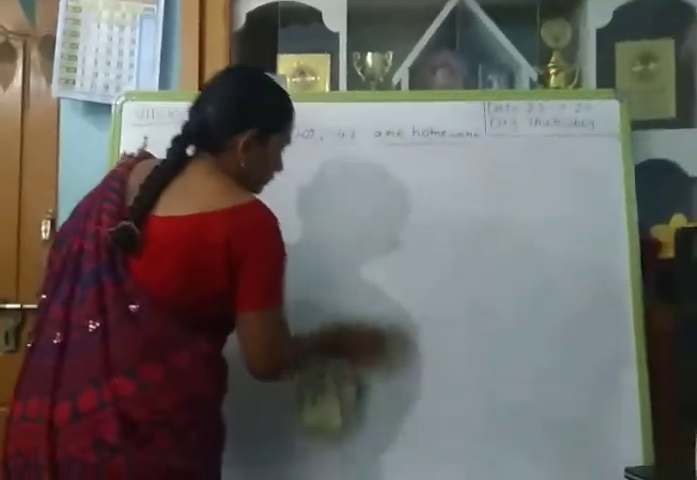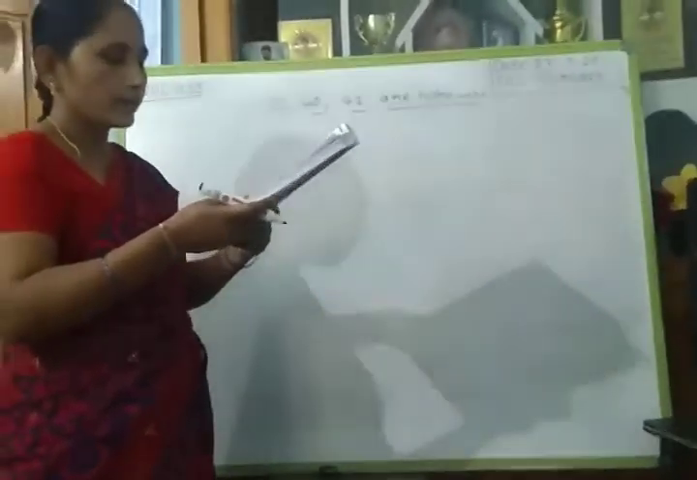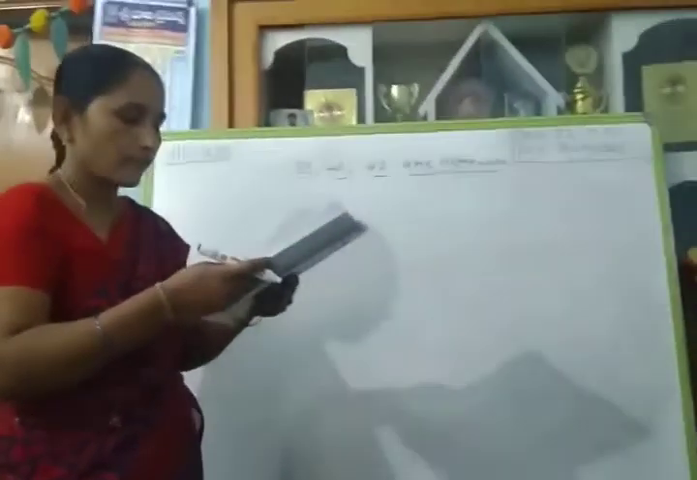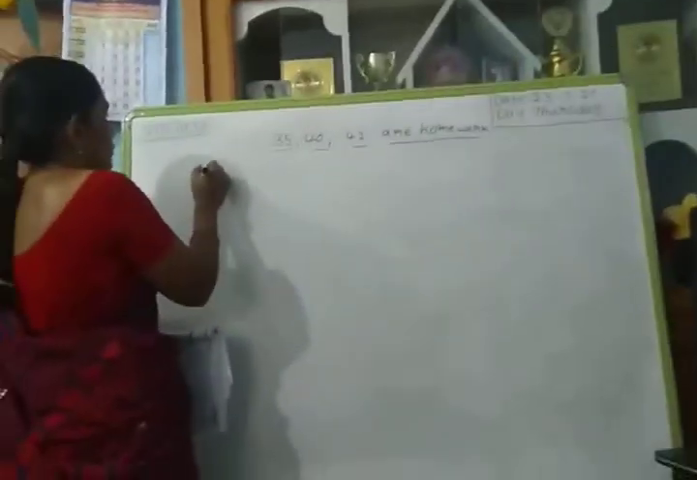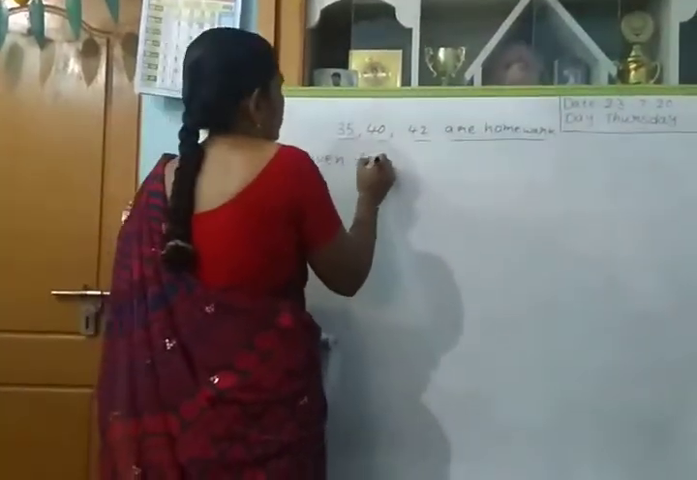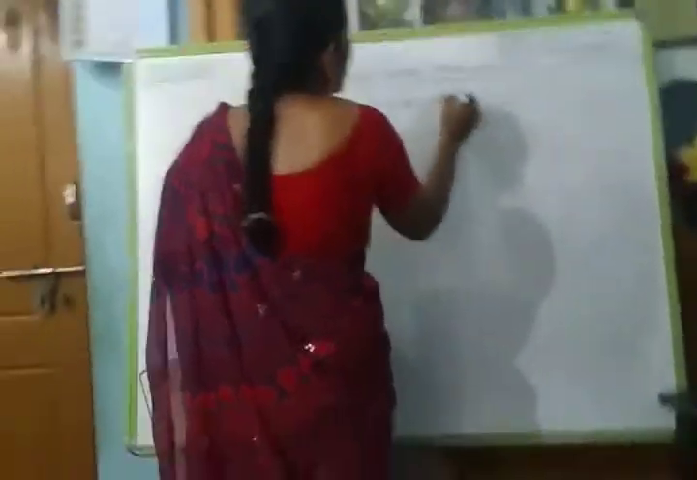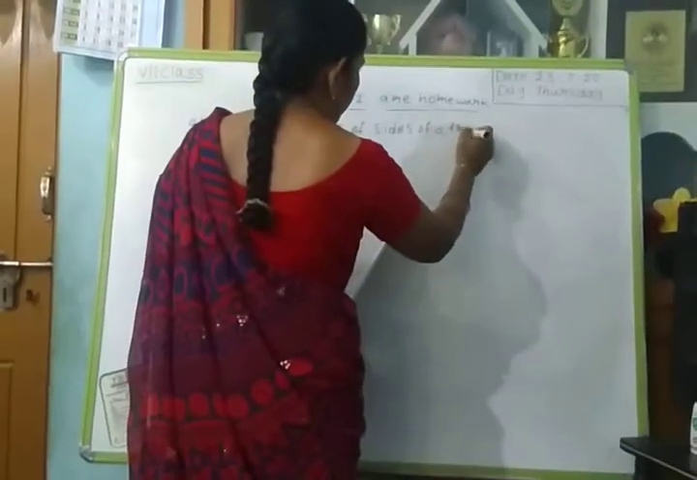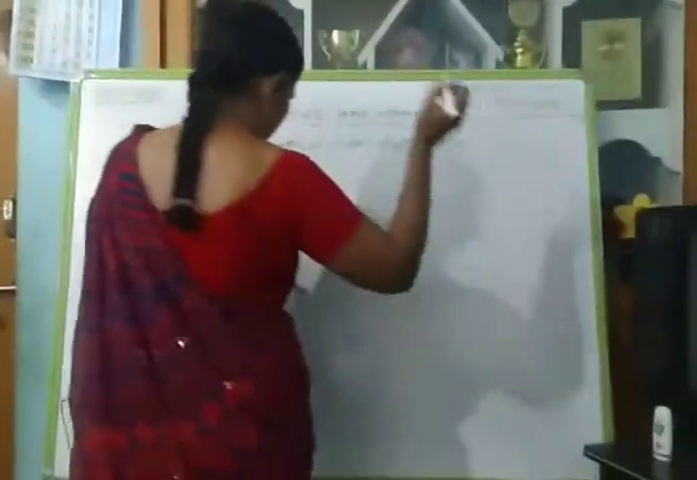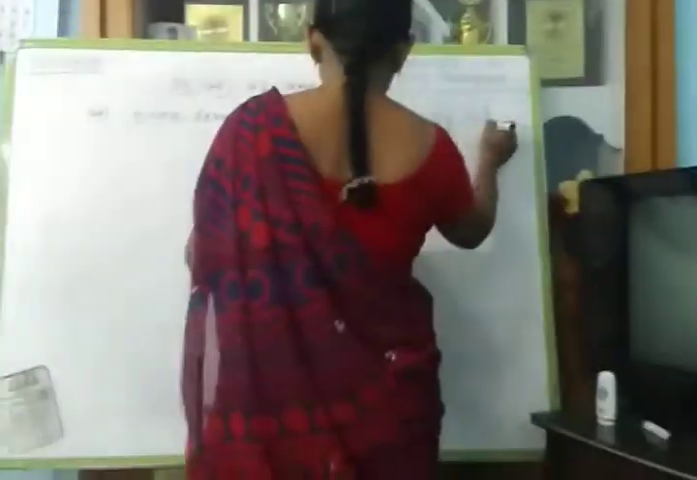Next one. 43 completed. 44: Find the perimeter of a triangle whose lengths of sides are 3 1/3, 4 2/3, 2 1/5 centimeters. This I already said in example problems.